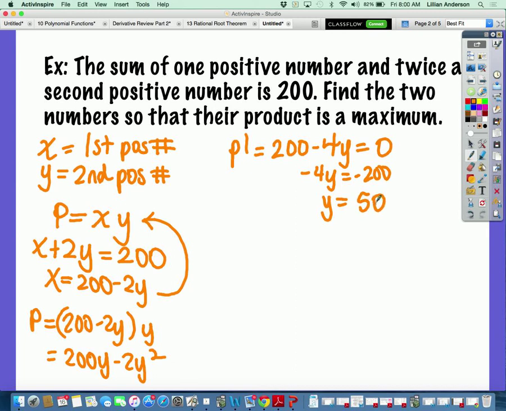Now I need to go ahead and test that that is indeed a maximum. So I'm going to apply the first derivative test and make sure that 50 is indeed the value of y that's going to help me maximize my product between the two numbers. So I'm going to plug in a number that's less than 50, like 10. I'm not going to use 0 here, because I am dealing with two positive numbers, so I need a positive number.